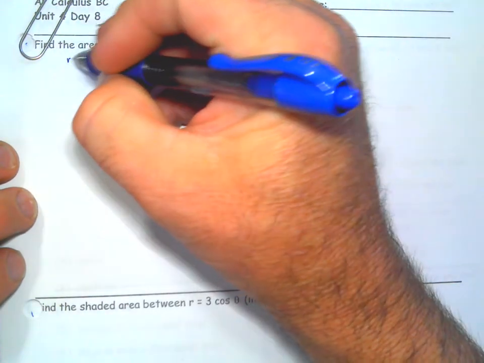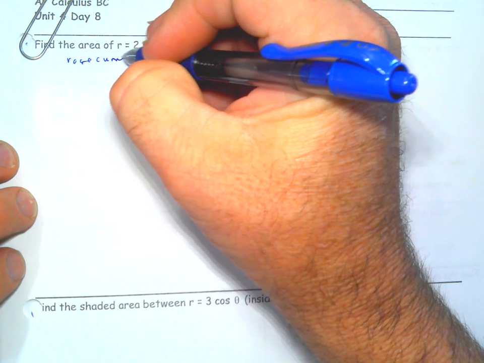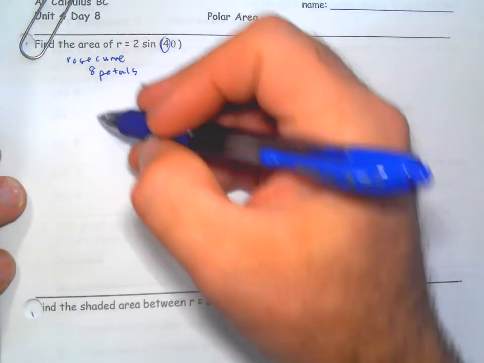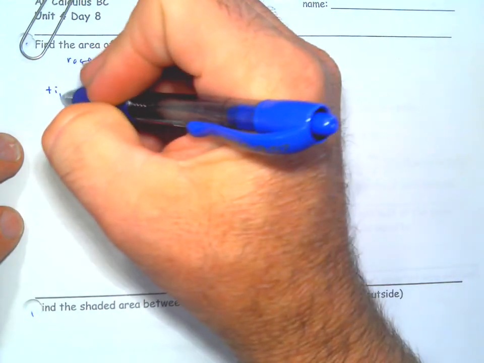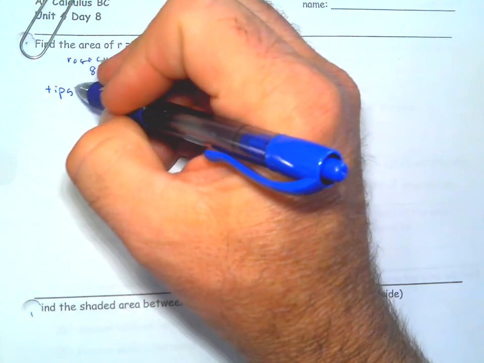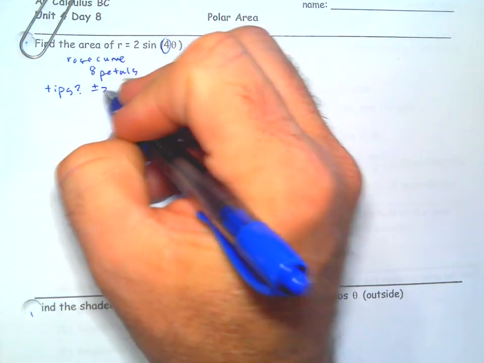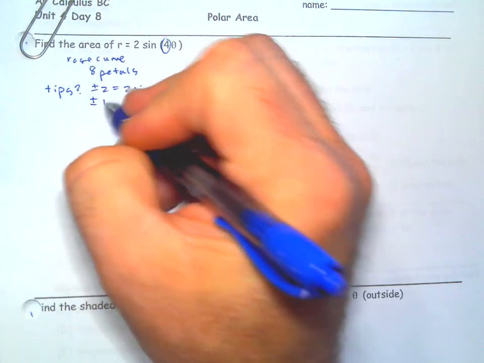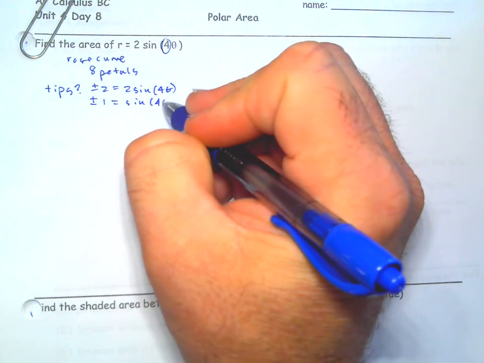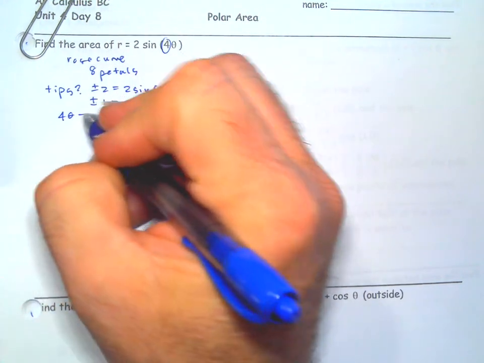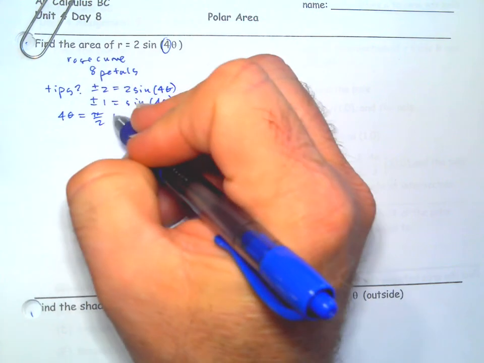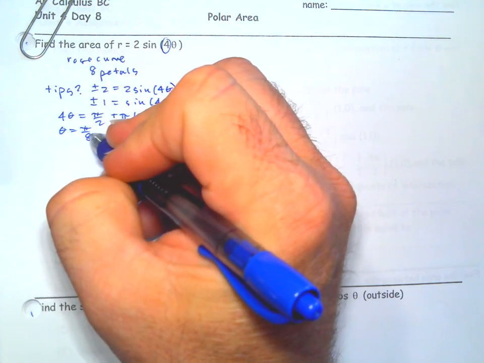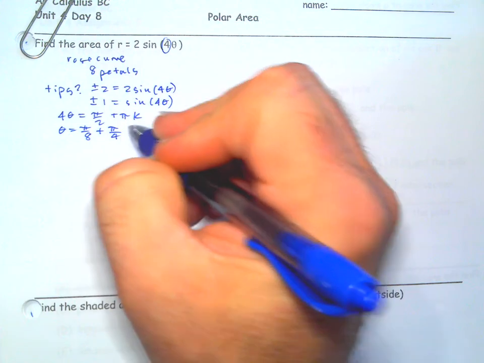This is a rose curve with 8 petals, radius of 2. It's even. So you usually want to figure out where the tips of the petals are. So that's going to be plus or minus 2 equals 2 sine 4 theta, and that's going to become plus or minus 1 equals sine 4 theta. So 4 theta equals pi over 2 plus pi k, where sine equals 1, and theta equals pi over 8 plus pi over 4 k.